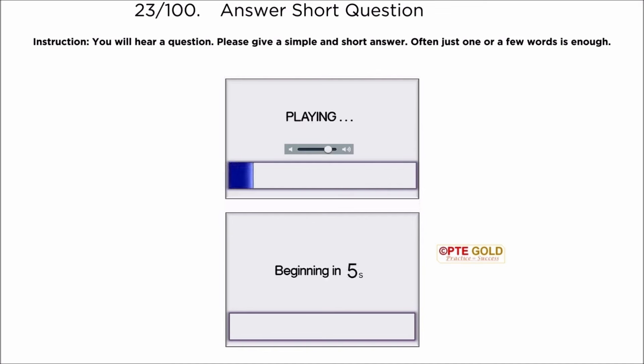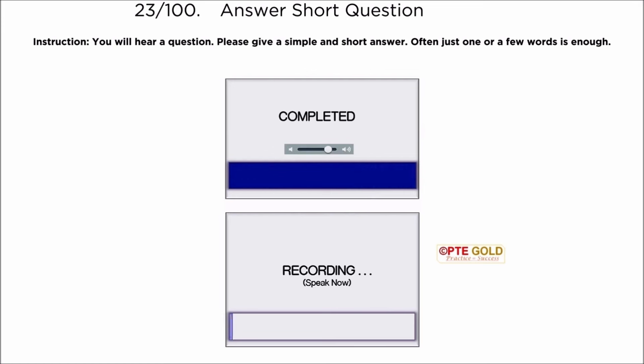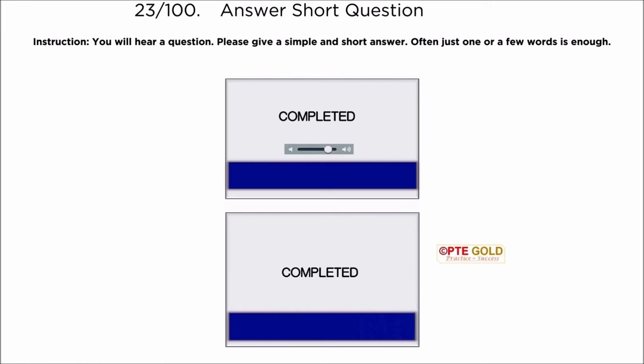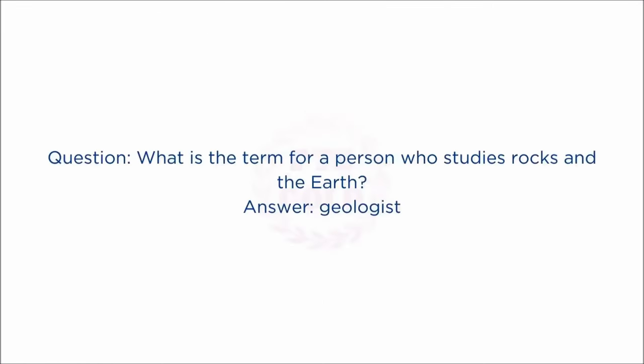What is the term for a person who studies rocks and the earth? Geologist.